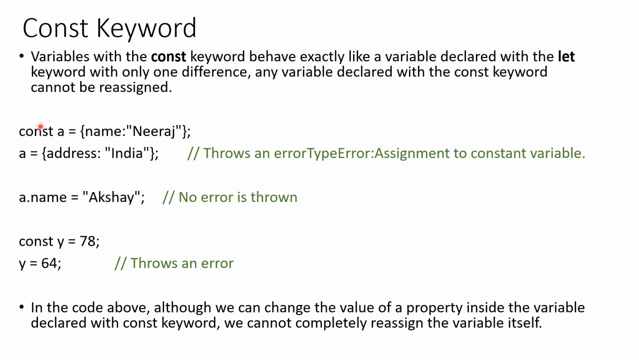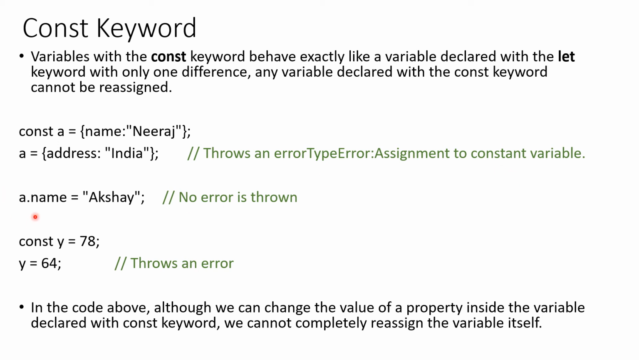Let's see an example: const a equals name Neeraj. This is the object we are declaring over here, and we have given the name as Neeraj, again with the const keyword. Remember, we are using const right now. Over here we are changing it again, a equals address India. Definitely we will get an error because we are using const and then trying to change it. Reassigning doesn't work with const, so that's why we get an error.